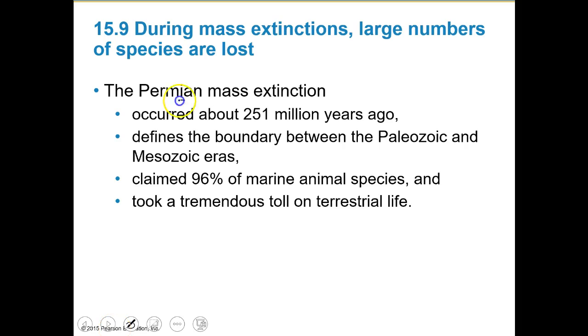There was the Permian mass extinction, which occurred about 251 million years ago, and it defines the boundary between the Paleozoic and the Mesozoic eras, which we talked about before. This claimed 96% of marine species and took a tremendous toll on terrestrial life. Almost all marine animals were wiped out, all the things that live in the sea.